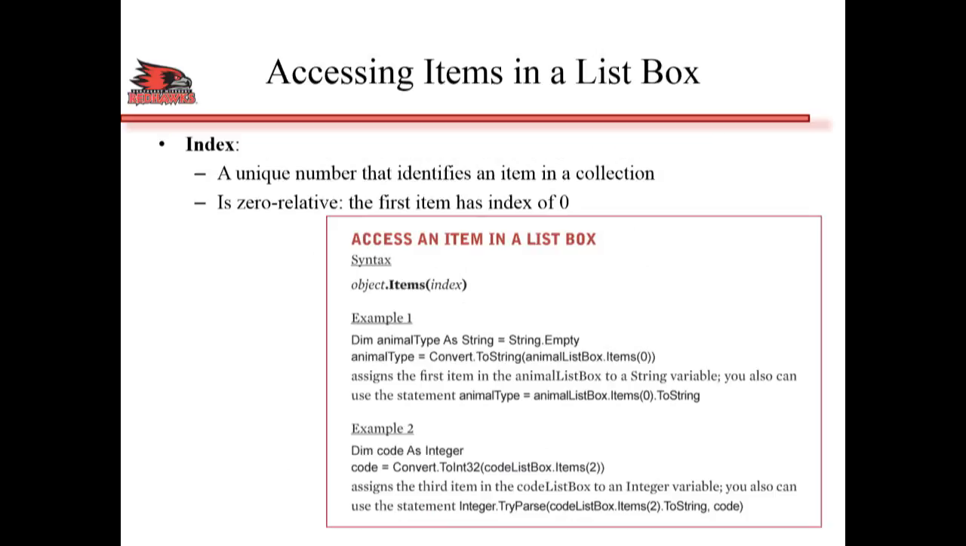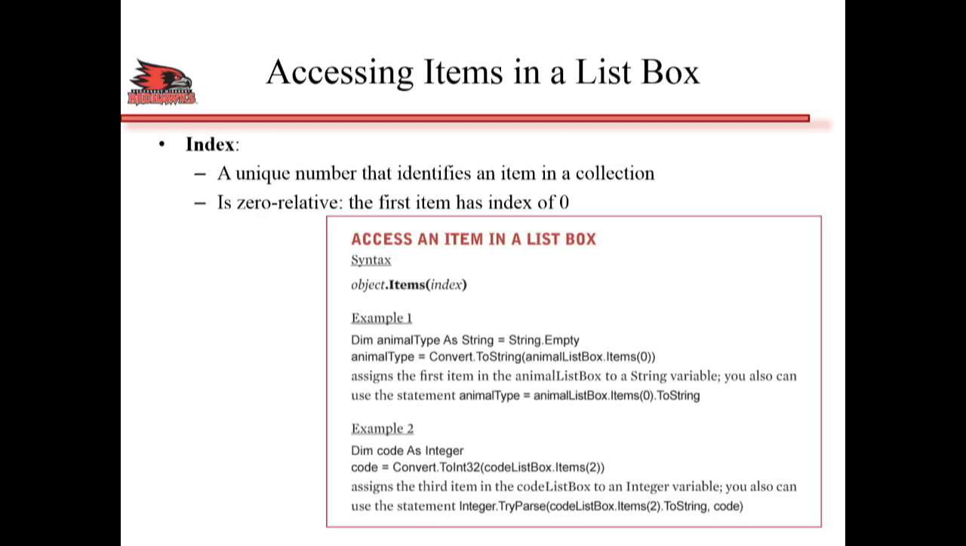Now in a list box, we also a lot of times want to access a certain item in a list box, and for that we need an index value for each item. Once we have an index value, we can write the syntax here: the listbox dot items dot the index of the object, and we can select that object.